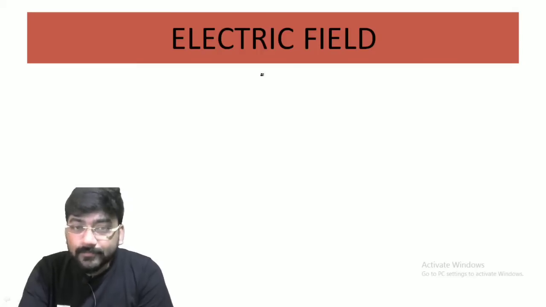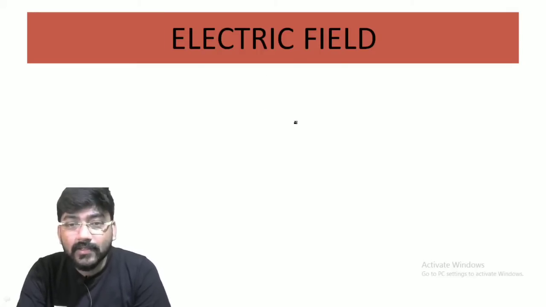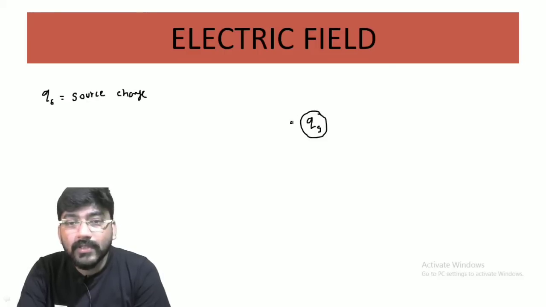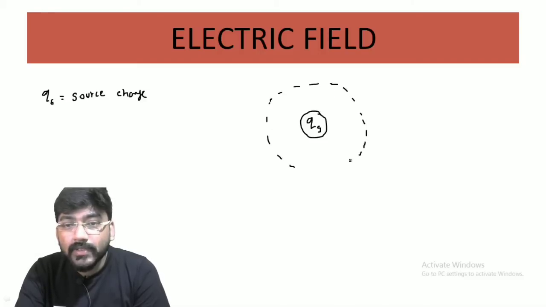So let me take a source charge. Let me talk about a source charge like QS. So this is a source charge QS. This QS is known as source charge. Okay. So around this QS, there is a region of space where this QS charge will show some electrical effects.